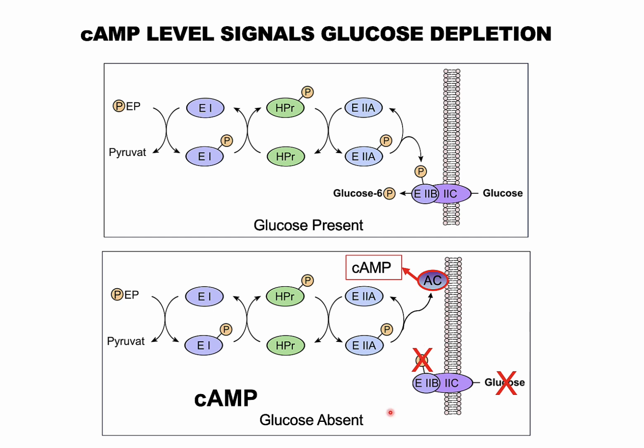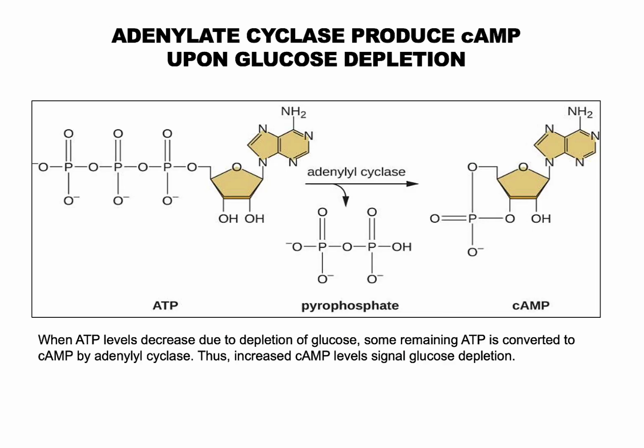When glucose levels drop, cells produce much less ATP from catabolism, and E2A becomes phosphorylated but can't transfer the phosphate to glucose in the absence of glucose. In this context, the phosphorylated E2A activates adenylyl cyclase, an enzyme that converts some of the remaining ATP to cyclic AMP, a cyclic derivative of AMP and an important signaling molecule involved in glucose and energy metabolism in E. coli. As a result, cAMP begins to rise in the cell.